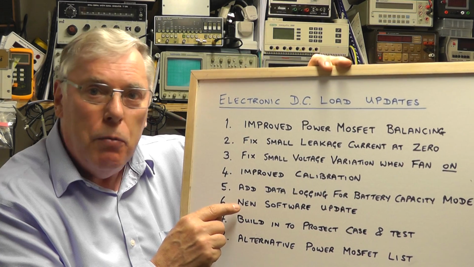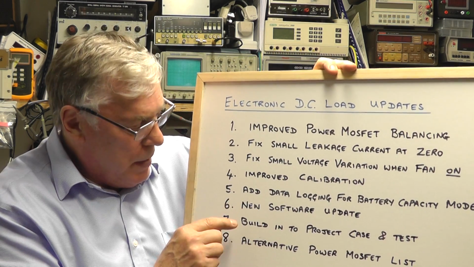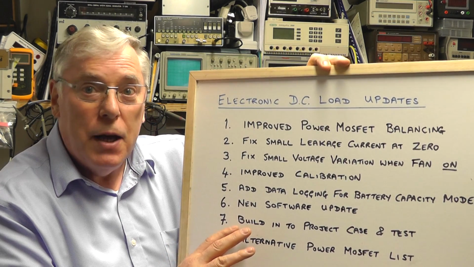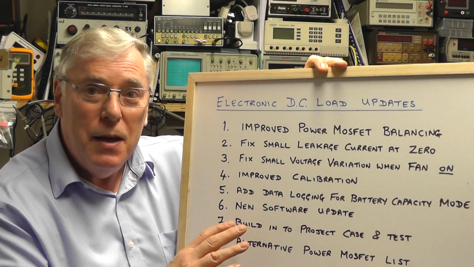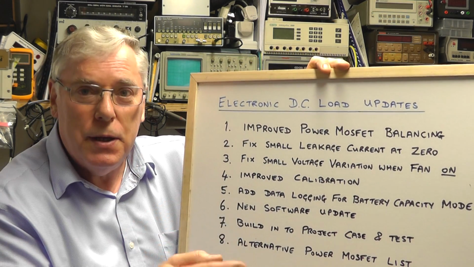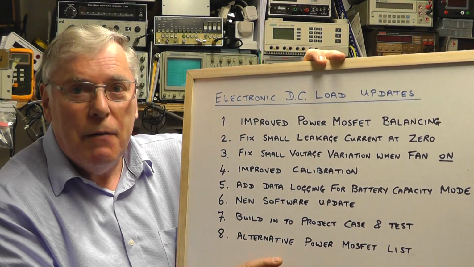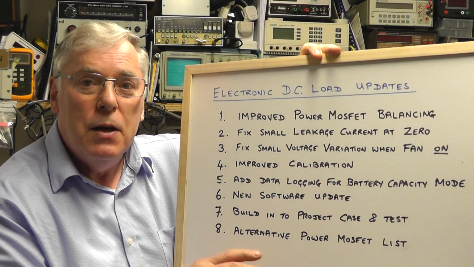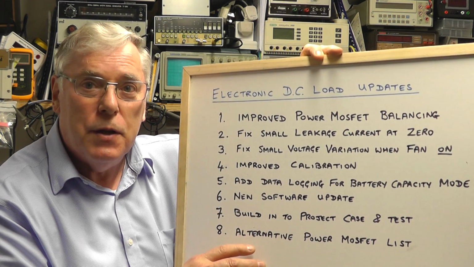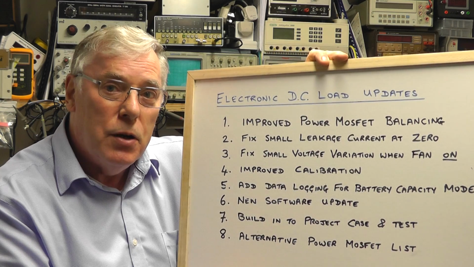I've updated the software, so there'll be a new version of software. I think now we're up to software version 35. We're going to build it in its project case again, because we've changed the front panel because of the 5x4 matrix keypad, and I've taken the opportunity to make another minor change as well. And then I've also been asked a number of times what alternative MOSFETs we can use for this project, so I'm going to have a look at that as well. So those are the things that we're going to cover today.